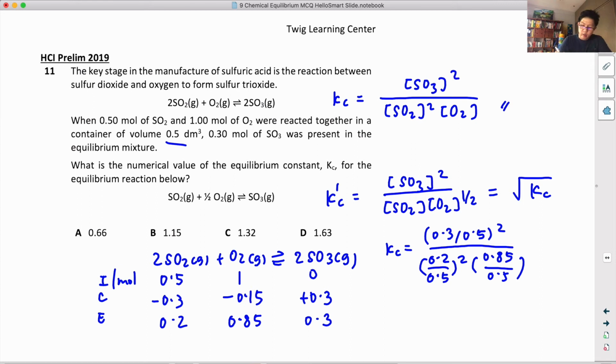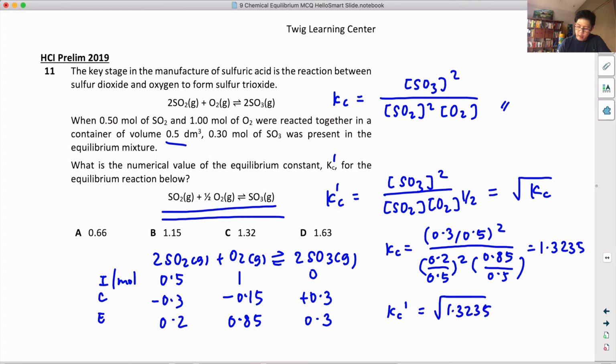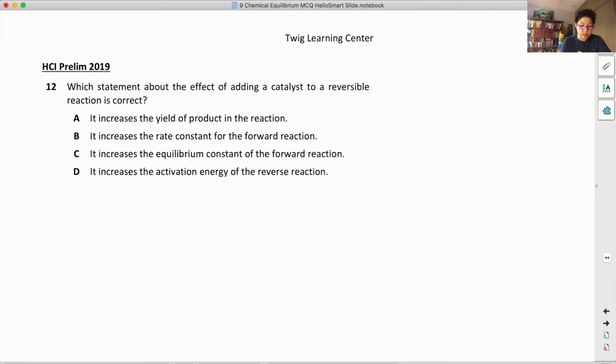If you do your calculation, I believe you should get 1.3235. Now you're going to calculate the Kc for this one. I'll call it Kc prime, that's the one that you want to find out. This equals the square root of 1.3235. You'll get 1.15, so the answer is B. Okay, let's look at the next question.